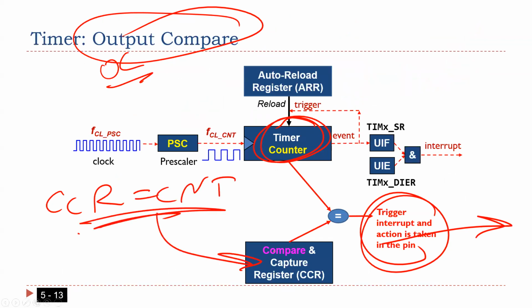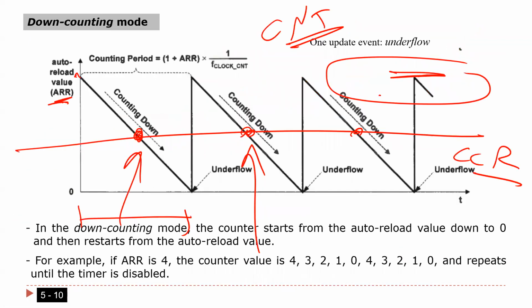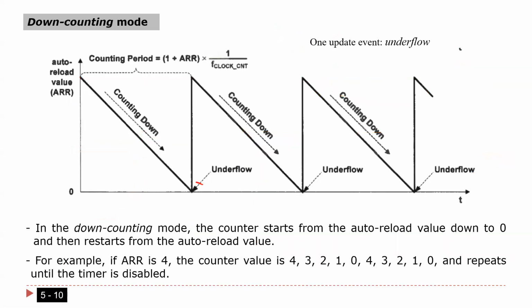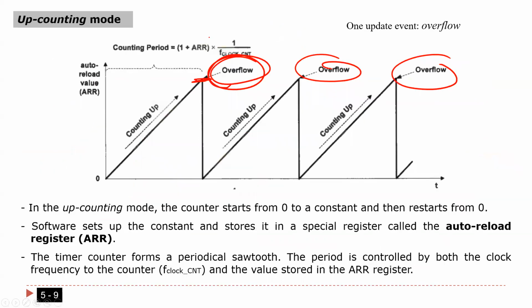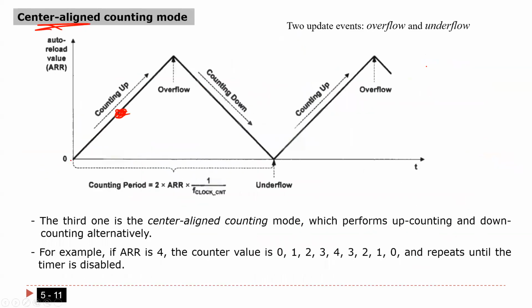You got what I'm saying? Also, in this case, if you count down, an interrupt is triggered here when it is underflow. There is no overflow here, underflow. So here the interrupt is going to come from here. If you select this counting, the interrupt comes here. If you select this counting here, the interrupt is going to be one here and one here.